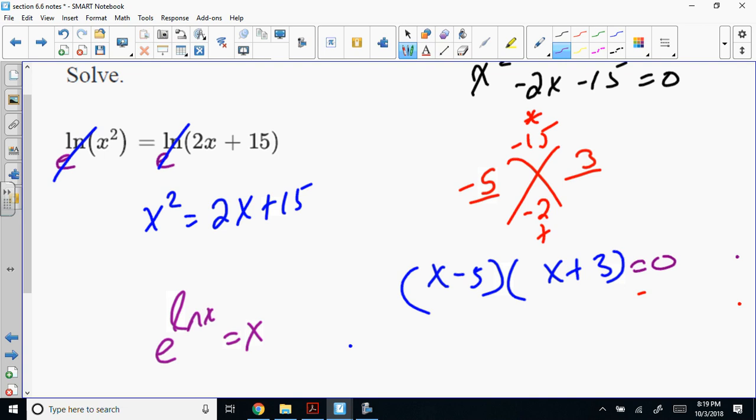Yeah. So, all right. So that's x equal to 5 and x equals to what? Negative 3. All right.